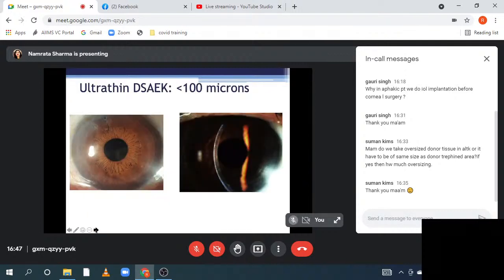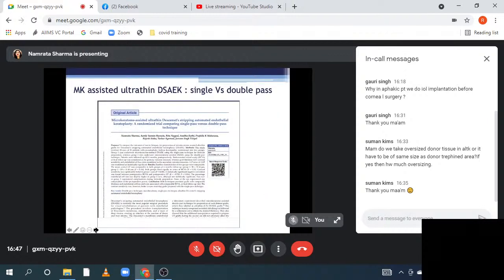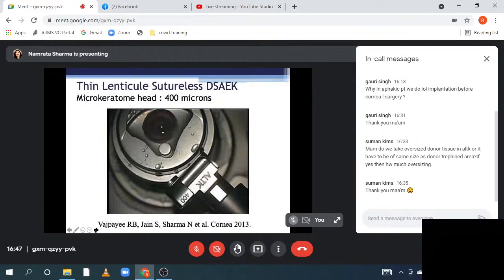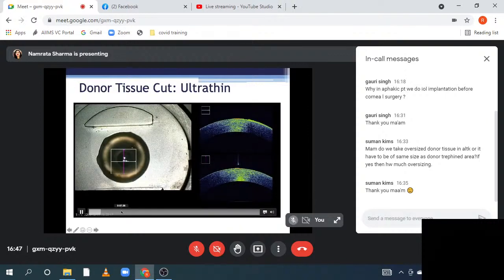Then you come to ultra-thin DSEC because the thinner is better and it gives you a better quality of vision. Now, notice you can't even make out that there's a graft there. The graft is less than 100 microns. And we did do a randomized study where we compared microkeratome-assisted ultra-thin DSEC, comparing single pass versus double pass technique. When you do a single pass, you use a 400 micron keratome to get 100 microns or sub 100 micron thin, and in double pass you would probably use two keratomes, a 250 micron and a 100 micron.